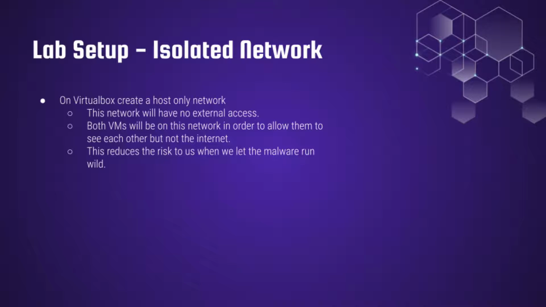Arguably, the most important step is setting up the network. We wanted to use an isolated network because we don't want to let the malware reach out to the internet. Both the VMs will be put on this network in order to allow them to communicate. That way, our observer VM can act as a proxy to catch some of the requests that the malware might make. The main reason we chose to use this approach is because it also reduces the risk to us when we let the malware run.